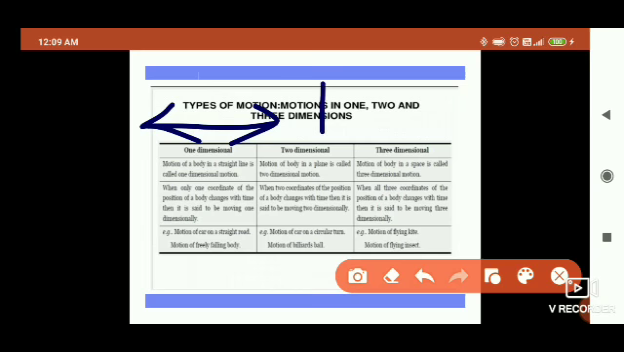Two-dimensional motion means motion on a plane, on a 2D plane. So that would be considered a two-dimensional motion. Example: motion of a car on a circular turn or motion of a billiard ball.